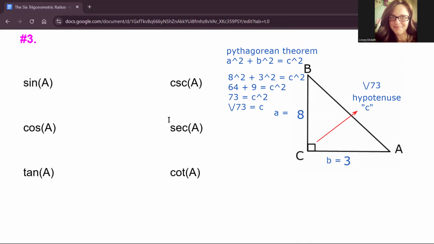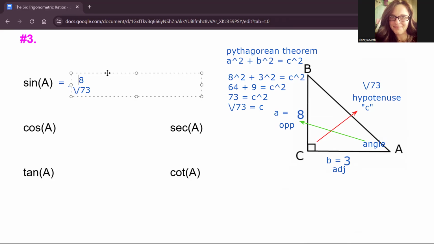Now we can find sine of angle A. Sine of angle A is the opposite side of angle A. Let's focus on our angle A. The opposite side of angle A is 8. And that means B is our adjacent side of angle A. Sine, opposite over hypotenuse: 8 over the square root of 73.